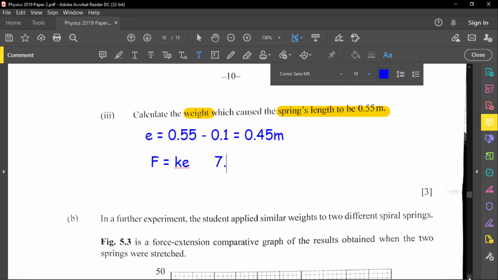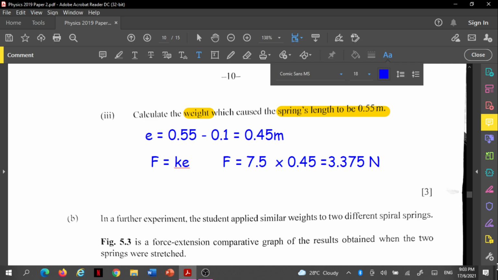All right. So let's put F, force. So force is equal to 7.5 as our constant, multiplied by our extension, which is 0.45. And so all of this now equals 3.375. Great. 3.375 newtons. Great. So that is now our answer right there. Let's go to part B.